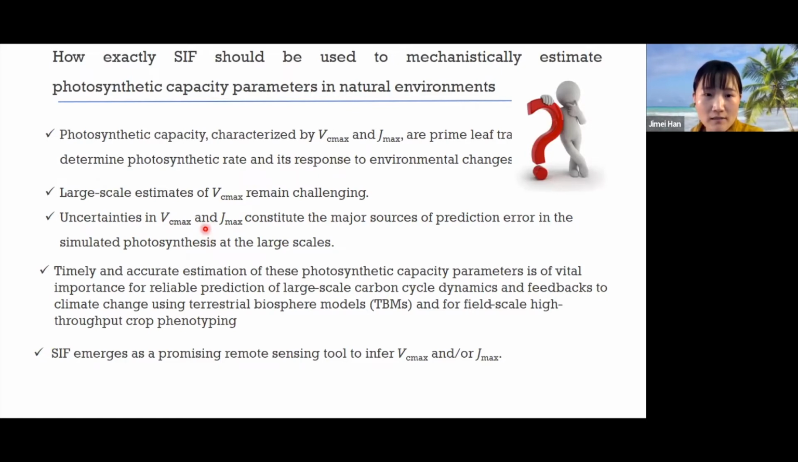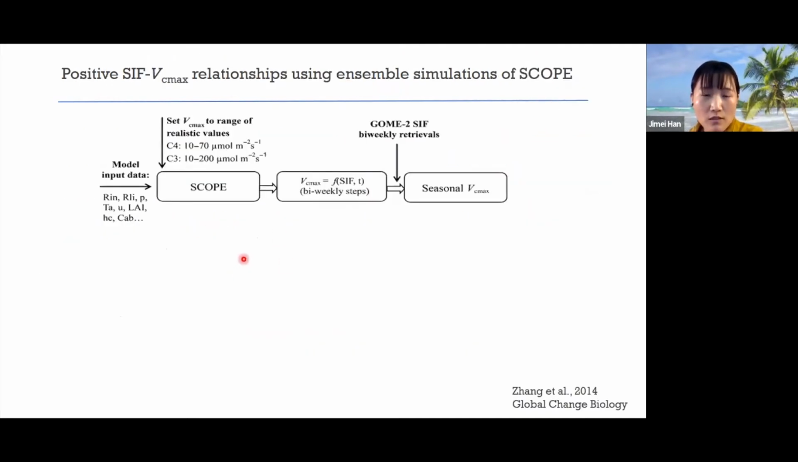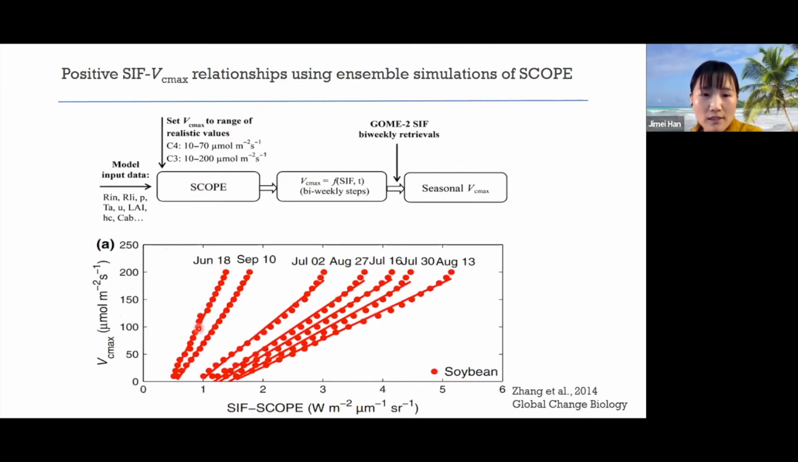The current studies have found mixed results for the relationship between SIF and Vcmax. For example, there are a few studies that first set Vcmax to a range of realistic values, and then used the SCOPE model to simulate the SIF-Vcmax relationship, and they found a positive linear relationship between Vcmax and SIF on a fixed day.